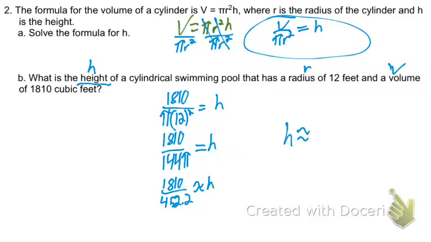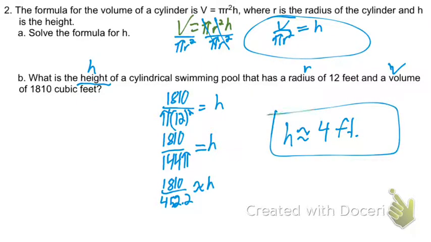Is that an X? It's the rough equals, it's our approximate sign. It's approximately 4. So our height is approximately 4 feet. So the height of the swimming pool is about 4 feet. Wow, that's a short pool. It's shorter than the pool I have.